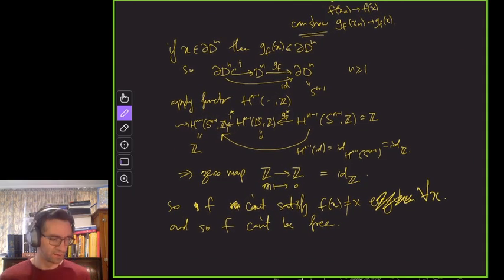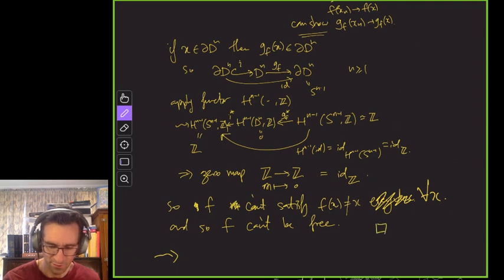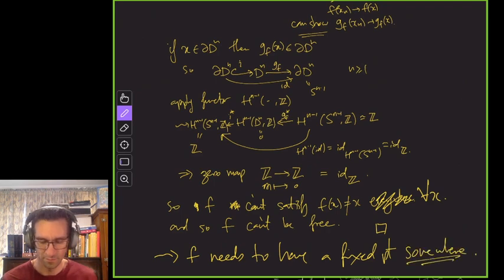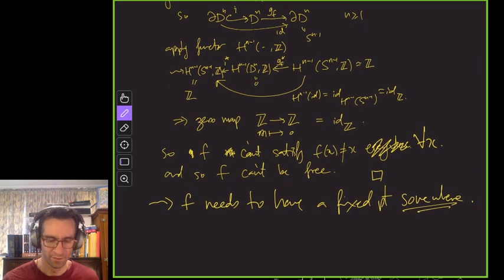Okay. So this means that f has to have a fixed point somewhere. I mean, that's the end of the proof, but the corollary is f needs to have a fixed point somewhere. We don't know where. I mean, f(x) not equal to x has to fail at least once.